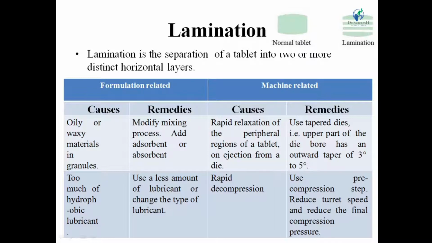Next is machine related problems and their solution. Rapid relaxation of the peripheral region of tablets on ejection from a die. So the solution is to use tapered dies properly. Next reason, rapid decompression, also produces lamination. So what is the solution? Use a pre-compression step, reduce the turret speed, and reduce the final compression pressure to avoid the lamination issue.